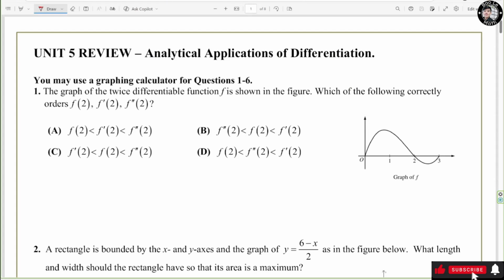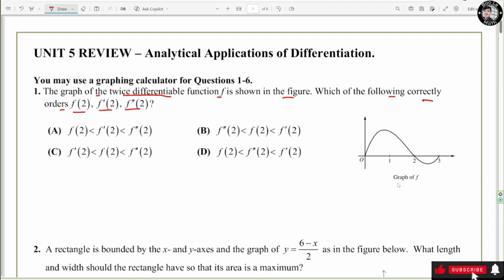Hello everyone, in this video we're going to review Unit 5 of Calculus AB and BC, Analytical Applications of Differentiation. Question 1. The graph of the differentiable function f is shown in the figure. Which of the following correctly orders f of 2, f prime of 2 and f double prime of 2?